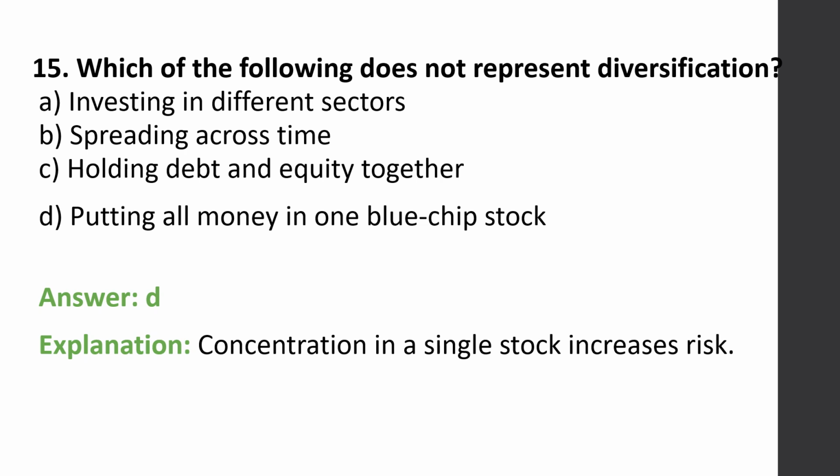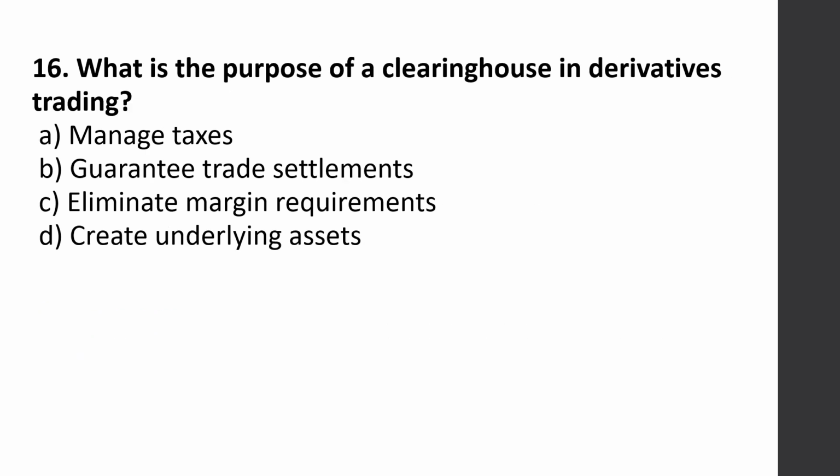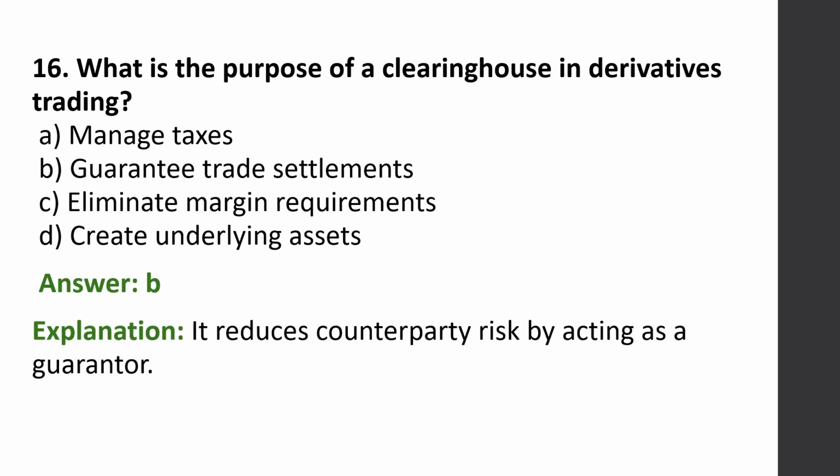Next question. What is the purpose of a clearinghouse in derivatives trading? Option A, manage taxes. Option B, guarantee trade settlements. Option C, eliminate margin requirements. And option D, create underlying assets. Correct answer is option B, guarantee trade settlements.